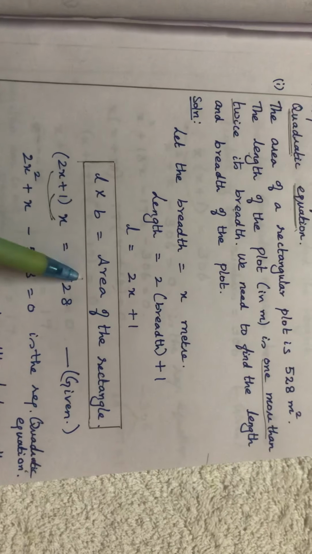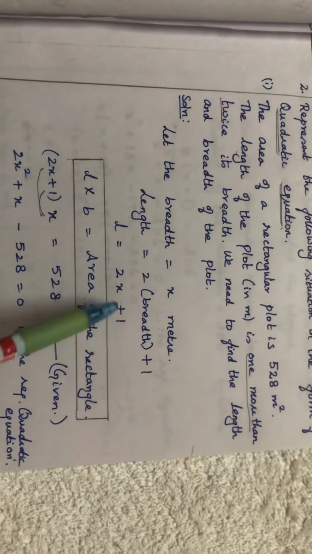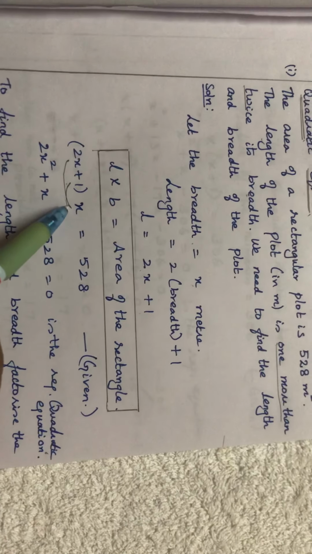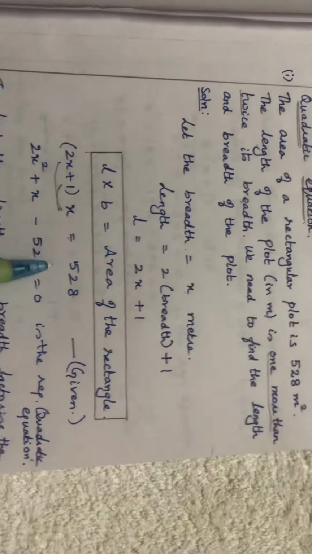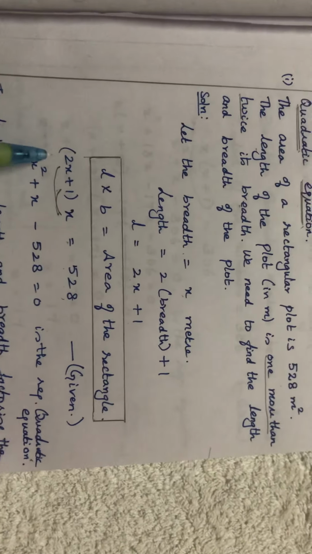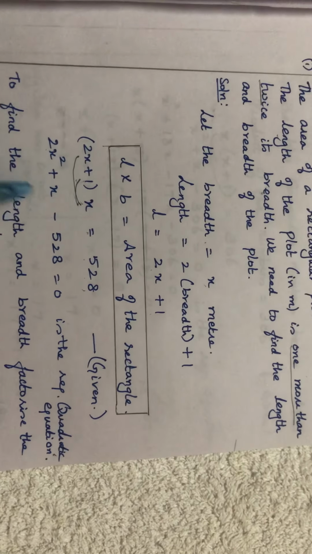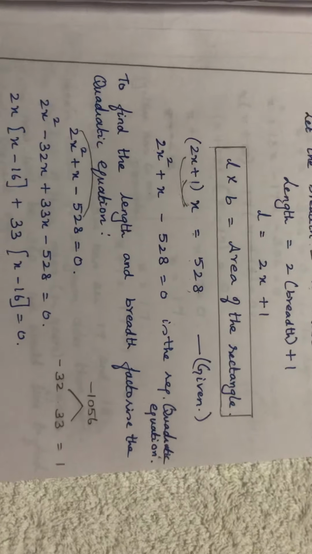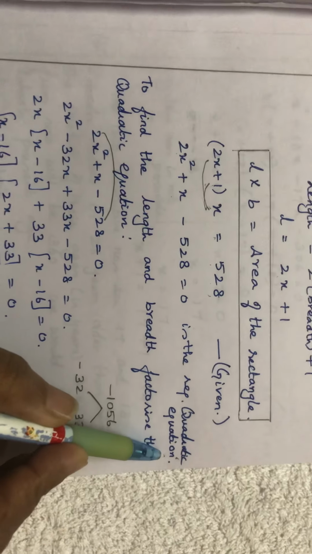We know area of the rectangle is equal to L into B. Substitute length is equal to 2x plus 1, breadth is equal to x, equal to area is given as 528. Now multiply 2x into x, 2x square, 1 into x, x. Bring this minus 528 to this side, equal to 0, which is the required quadratic equation.